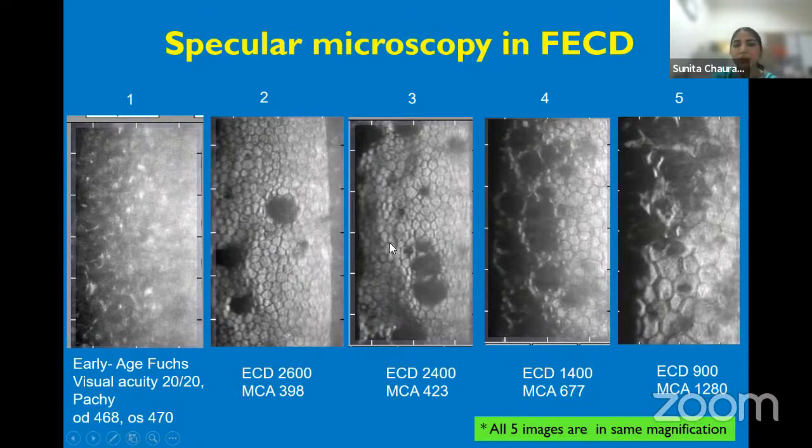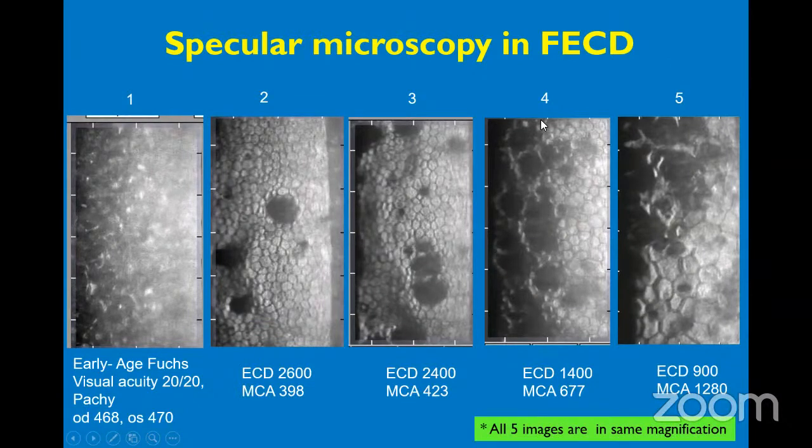And the third image is again of a patient who has more numerous guttae, but if you look at the ECD, it is 2400, and the mean cell area is 423, which is as per the normal for the age of the patient. The fourth image is of another patient where the ECD is 1400, and this is from the peripheral area. The last images, 4 and 5, are from the peripheral region.